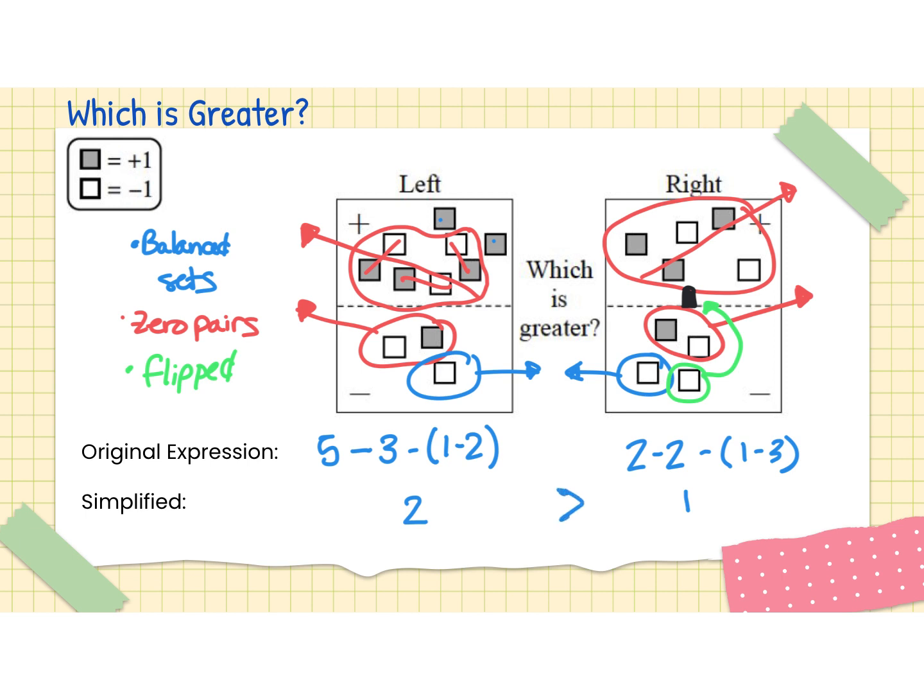But wouldn't it be nice if we, one more time, did the idea of balanced sets? So I can take this unit tile and remove it, and I can take that unit tile and remove it. So truly simplified would be 1 and 0. So hopefully that made sense.